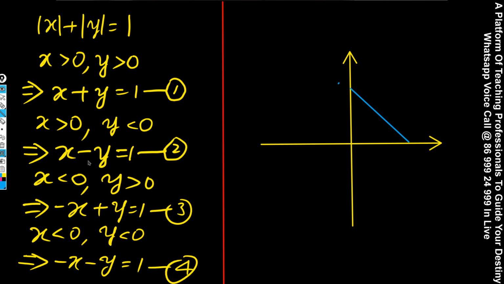Coming to the next one, y intercept negative and x intercept positive. That means it will be exactly perpendicular to this, like this. How can we say that the angle between them is 90 degrees? Check the product of the slopes. Its slope is minus 1, its slope is plus 1. The product of them is minus 1.